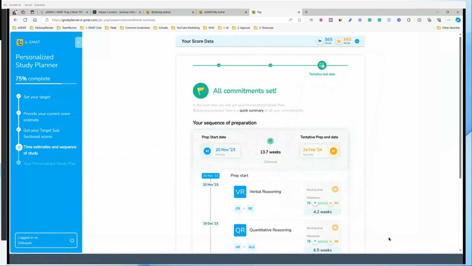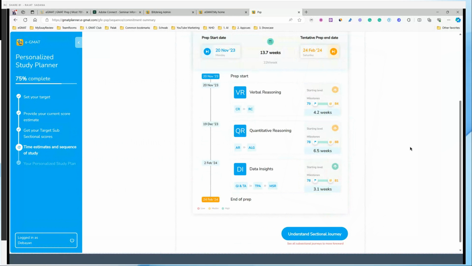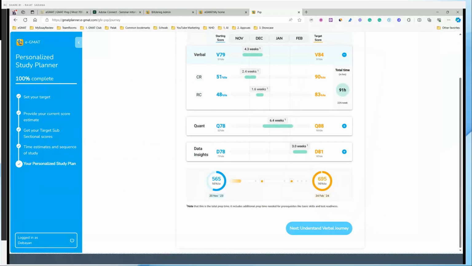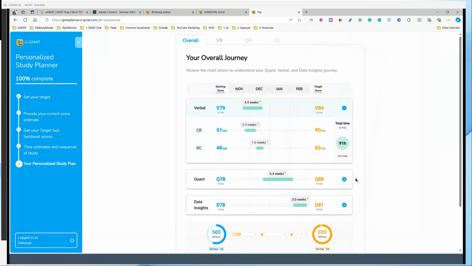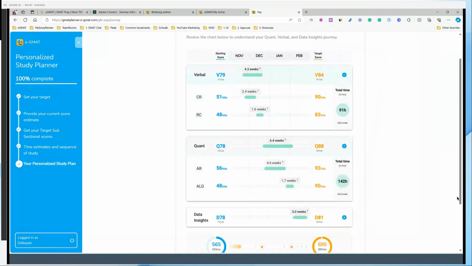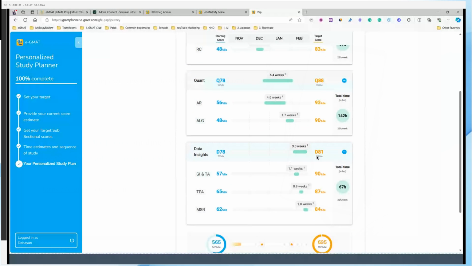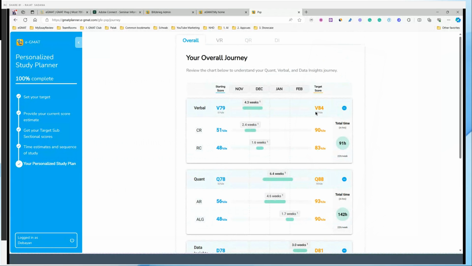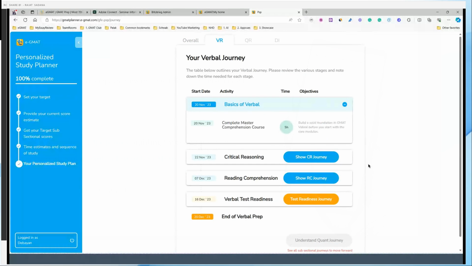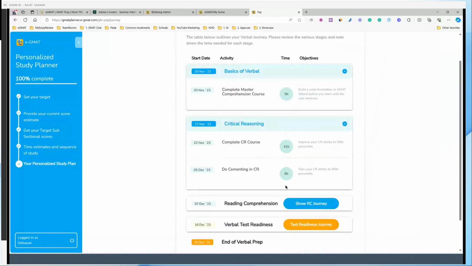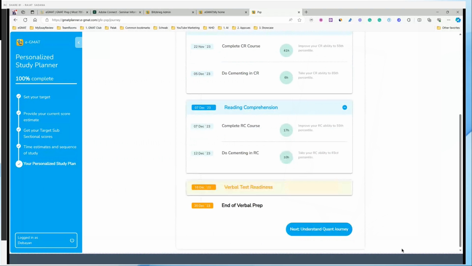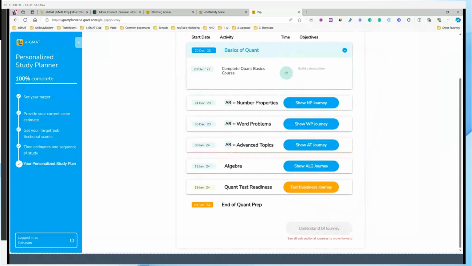Okay, accept that over here, and again, you have a prep plan with all your milestones. Here is your CR plan. In this case, your quant plan. You can expand that, and then your DI plan, and you can really see when you are starting one versus when you end one. In verbal, you can really see start with master comprehension, then go towards CR. You're going to spend about 41 hours going through the CR course, then about 6 hours doing cementing. Do the same thing in RC, then you're going to spend about 13 hours to get test readiness. You're going to do the same thing in quant here, then the same thing in DI. Again, all of this you can get within the first day.